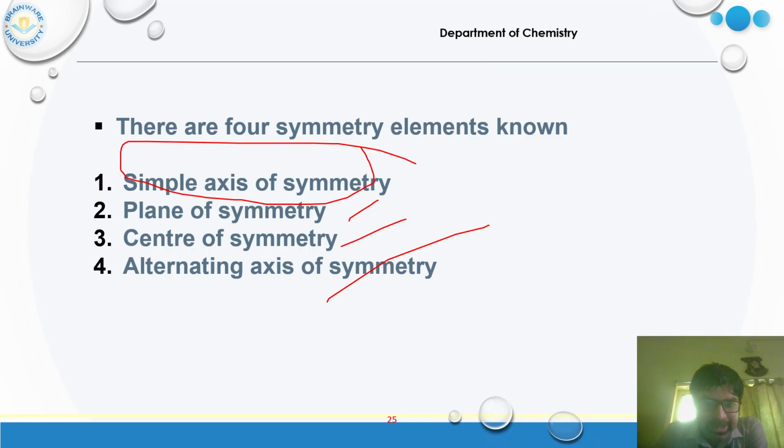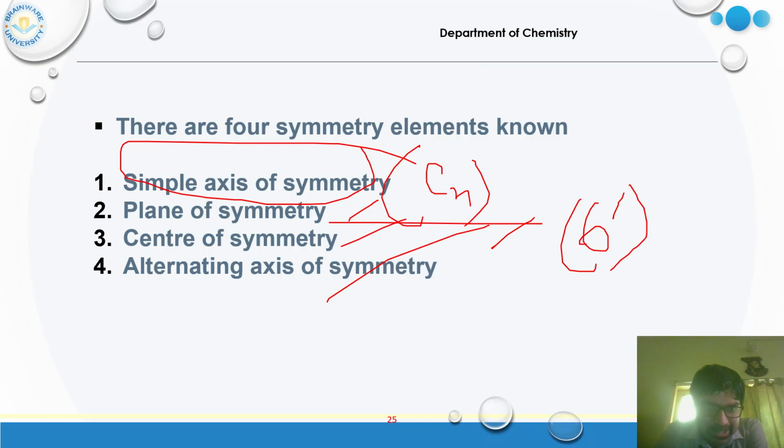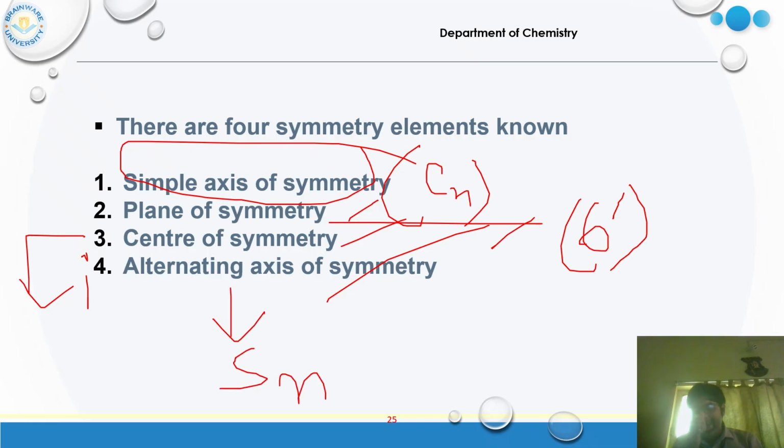Simple axis of symmetry is denoted by Cn. Plane of symmetry is denoted by sigma. Center of symmetry is denoted by i. Alternating axis of symmetry is denoted by Sn. So if the molecule possesses any one of these symmetry elements, then the molecule is optically inactive. If more than one symmetry element is present, then it will obviously be optically inactive.